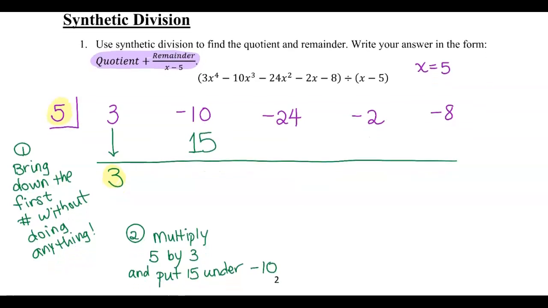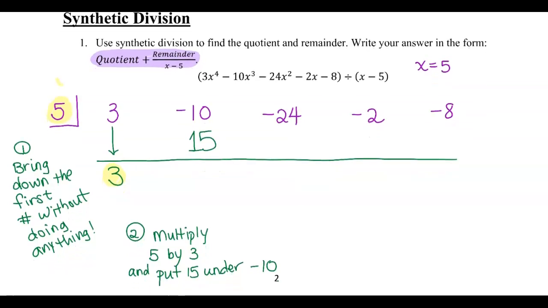Okay, so that's what I just did. And then when you have numbers on top of each other in a synthetic division, we're going to add these two. Add these two. So I'll go ahead and write down step number 3. Add vertically: negative 10 plus 15. You will get 5. Okay, now repeat this process until you are done.